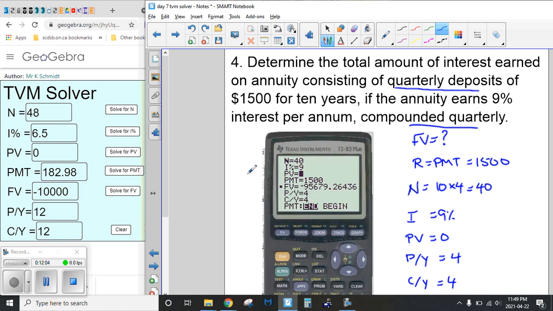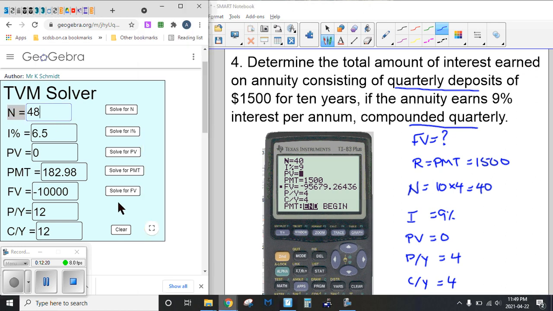So I'm just going to check that against here. N was 40, interest rate is 9, nothing for the present value. Payment 1,500. This one already has the answer filled in, but that looks like I did an okay job of it. So I'm going to hit clear in the Geogebra solver, type those numbers in. Interest rate was 9. Payments are $1,500. These are like deposits, so they're positive, they're going into your account, making your balance higher.